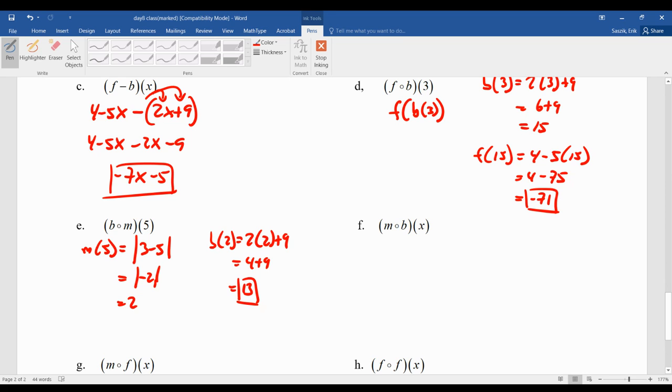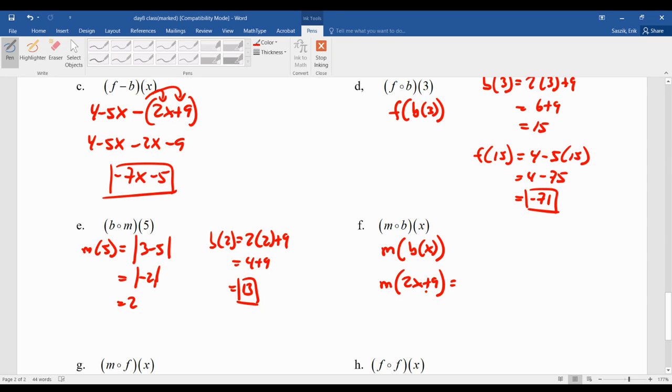Now these are a little bit trickier. Now we've done these before as well. So remember, you might want to write this, this is m of b of x. Excuse me. So that means there's no number to put in now, right? So whatever the b of x is, well, actually, you know what? Let's go one more line down. What is b of x? B of x is 2x plus 9.